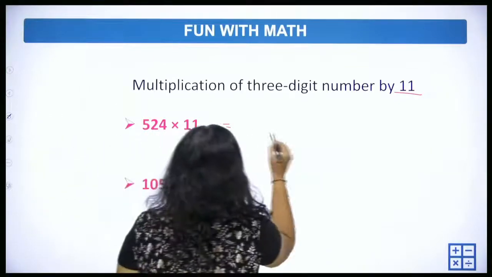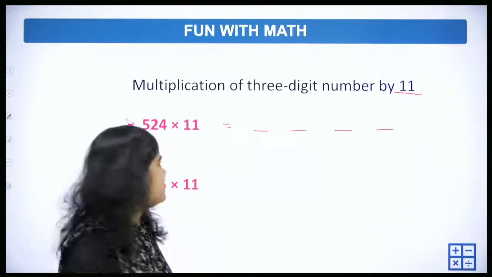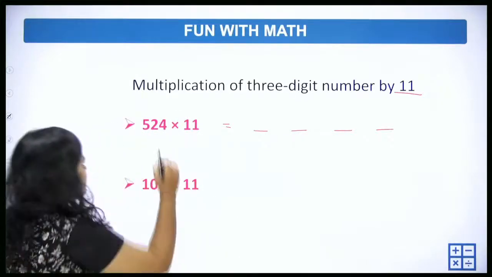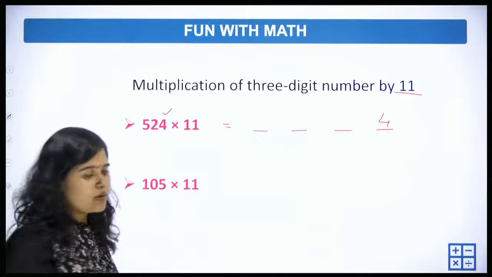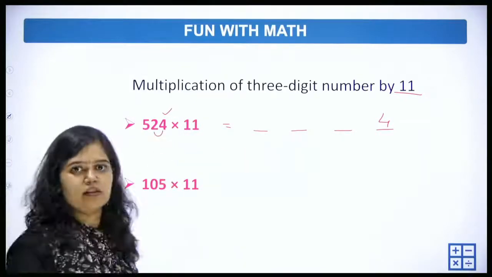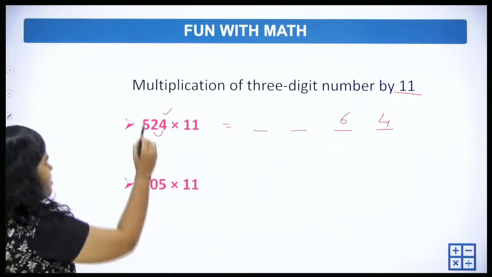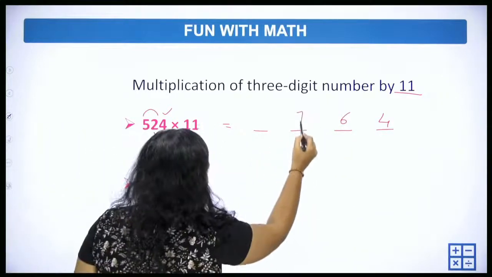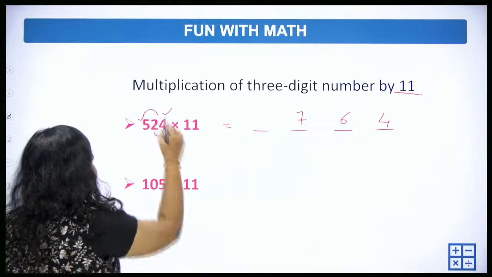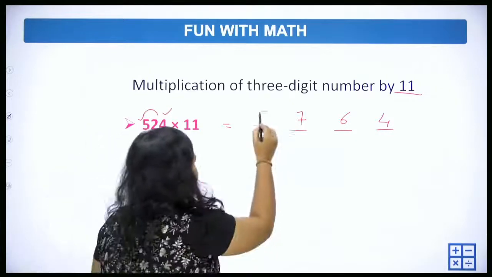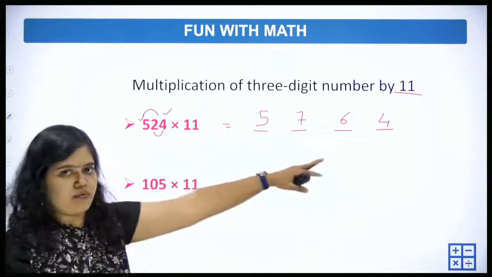4 digits. So 1, 2, 3, 4. And what is the ones place going to be? The ones place of the number, that is 4. So 4. And what is the tens place going to be? Sum of the digits 2 and 4, 6. What about the hundreds place? It's sum of 5 and 2, 7. And then what about the thousands place? It is just the biggest number 5. I mean the number in hundreds place, which is 5. Clear? So 5, 7, 6, 4.